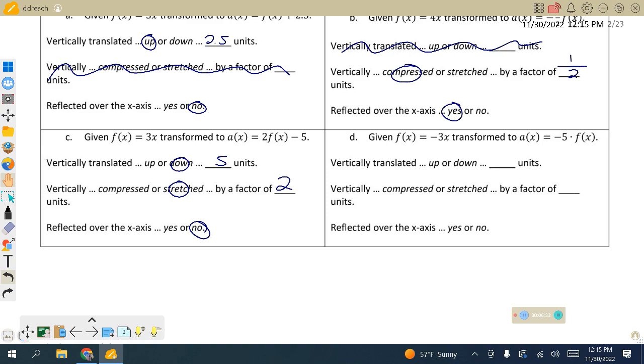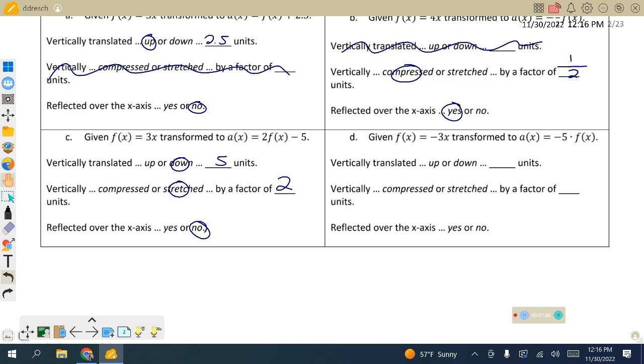Take a second. If you have an answer for that last one, letter D, answer it out. Okay. Read through that one. Now this time we're starting off with a negative 3x. We're starting off decreasing because it's negative. Then transform it. How are we transforming it? Negative 5 times f of x. Can you go through and answer those out? Yes, no. If you can, you're good to go.